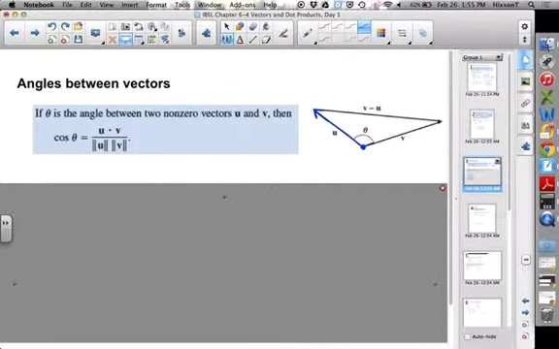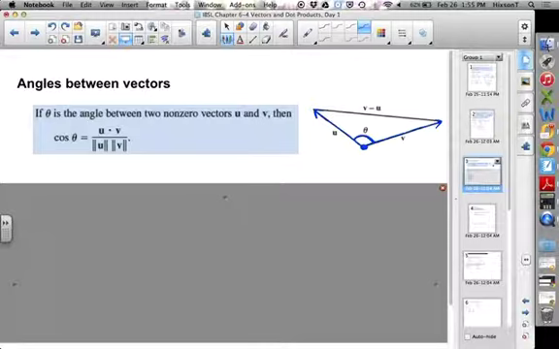So here's vector u, here is vector v. They both start here, and we're finding this angle right here, angle theta. Now, it does represent this opposite side as v minus u. We don't need that. However, that does give us a hint as to how this formula was derived.